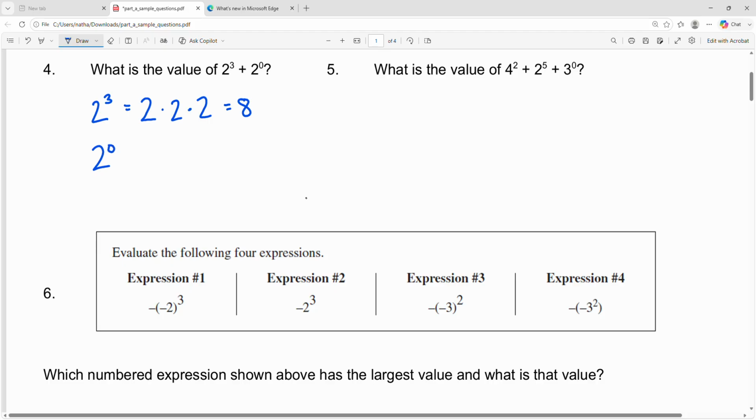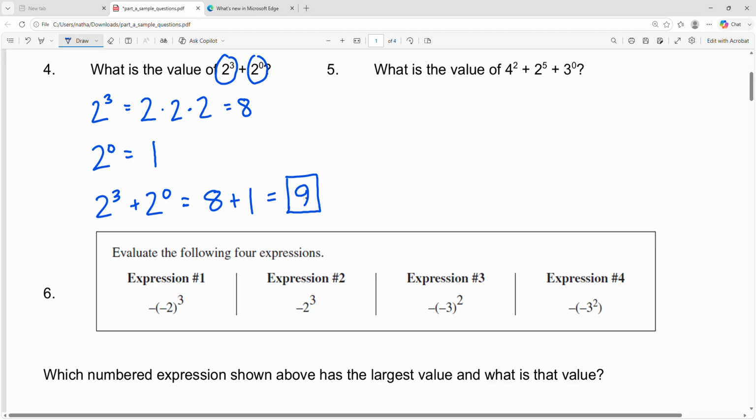2 to the power of 0, that's a special rule we learned, that anything to the power of 0 is equal to 1. So what were we doing? We were adding 2 to the power of 3 plus 2 to the power of 0. So we were adding 8 plus 1. Let's rewrite this to make sure it's clear. 2 to the power of 3, which is 8, plus 2 to the power of 0, which is 1. We get 9. Easy peasy.